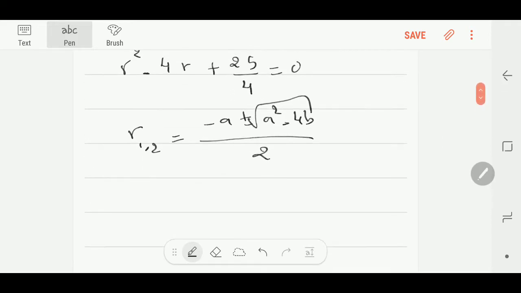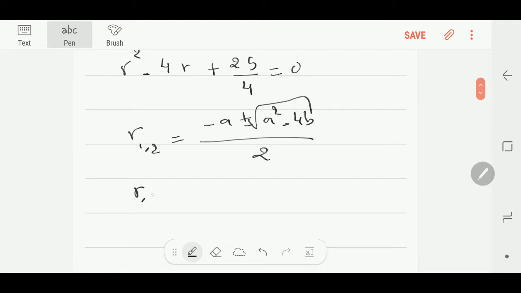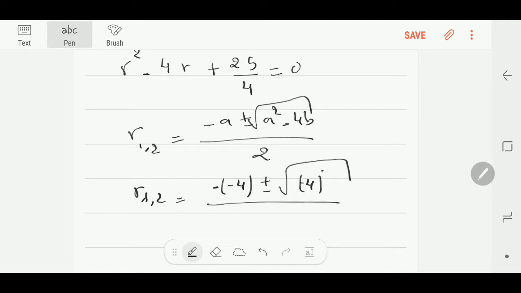If you want to convert it, the solutions r1 and r2 are minus minus 4, plus and minus the square root of minus 4 squared, minus 4b. 4b is 25 over 4. So basically that 4 will just cancel out over 2.